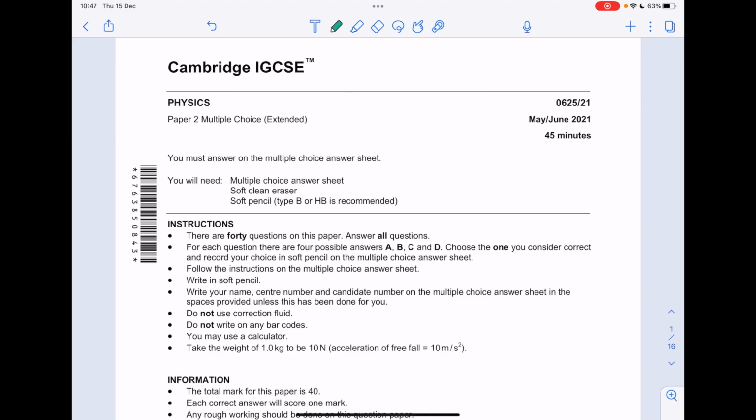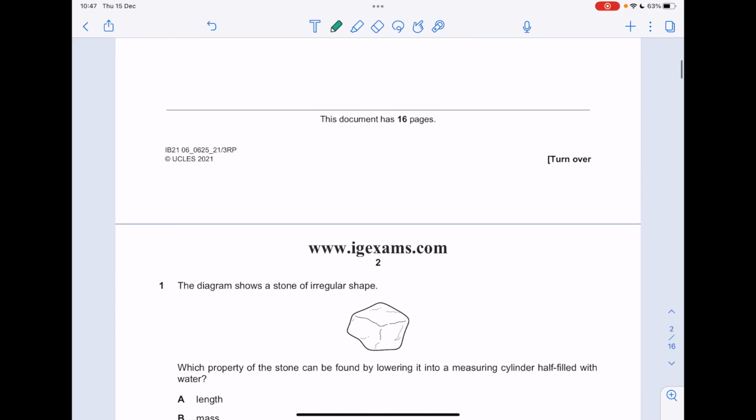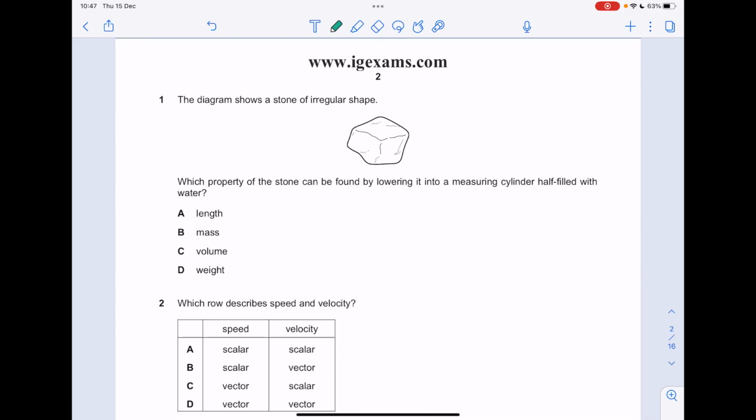This is a Cambridge IGCSE Physics Paper 2 multiple choice talk through from June 21. Number 1. The diagram shows a stone of an irregular shape. Which property of the stone can be found by lowering it into a measuring cylinder half filled with water?